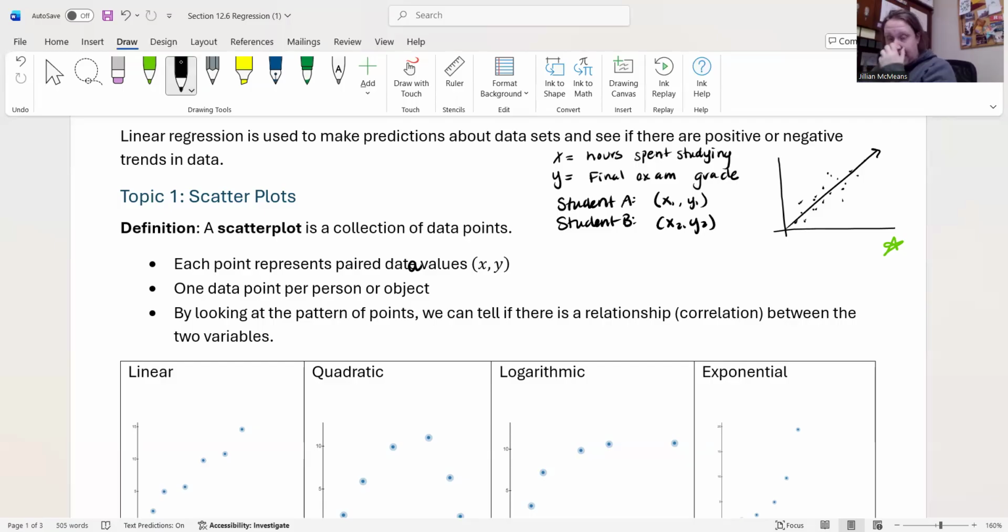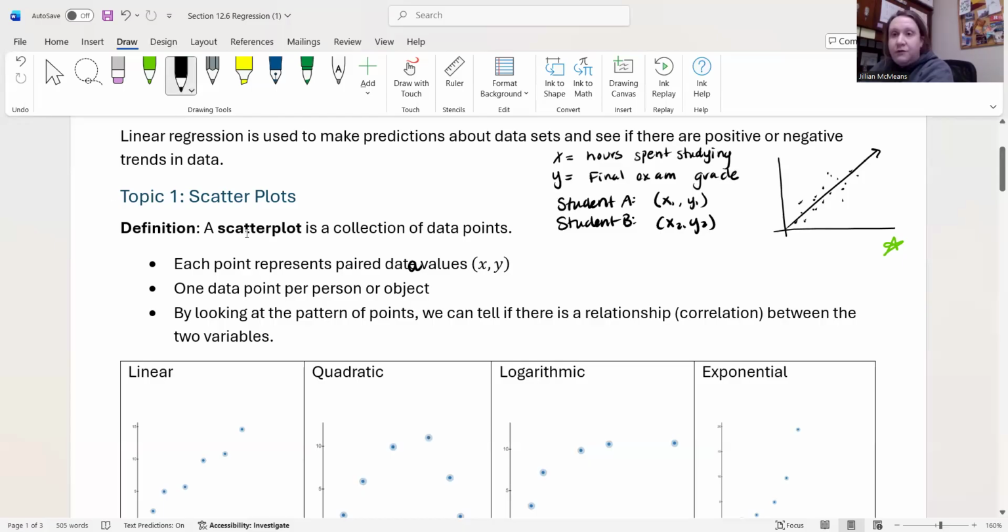So kind of like that: hours spent studying and final exam score. Every single student would have an individual ordered pair that represents their particular situation, their hours spent studying and their corresponding exam score. And by looking at scatter plots, we can see visually whether there are trends or relationships or correlations between the two variables that we're looking at.